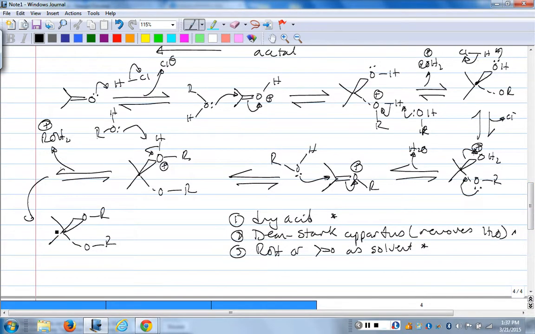Right? This compound, if it were to be protonated, right? And I just want you to follow this now.